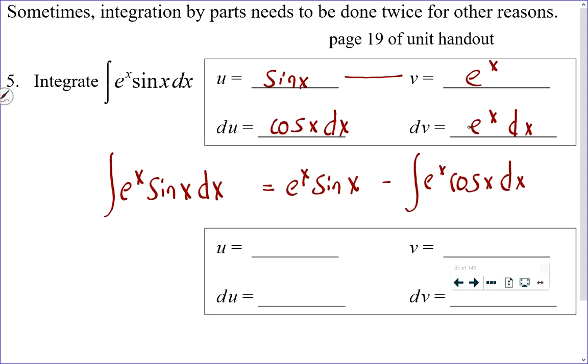It doesn't help us, because if you knew how to integrate e to the x cos x, I would assume you knew how to integrate e to the x sine x. There's no inherent difference between sines and cosines in terms of operations. They're different things. But they're not different like the natural logarithm of something and the number 5. Those are different things, really different.